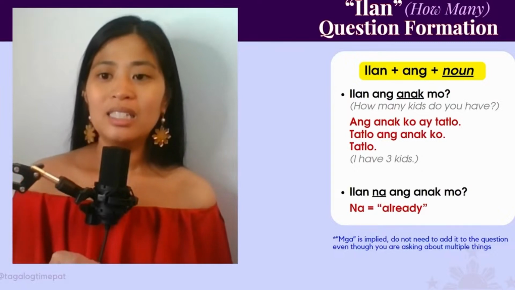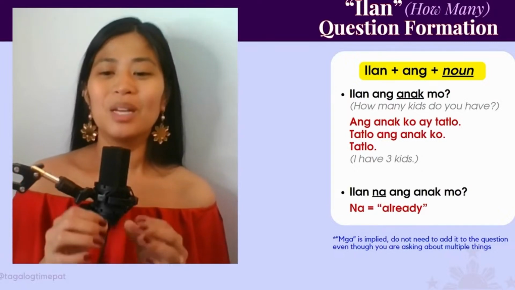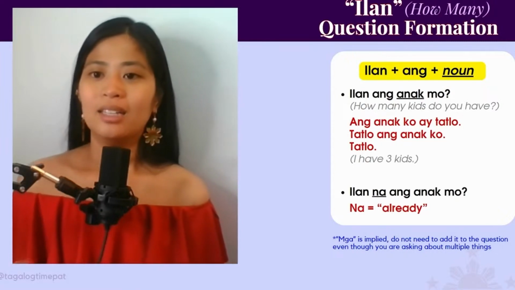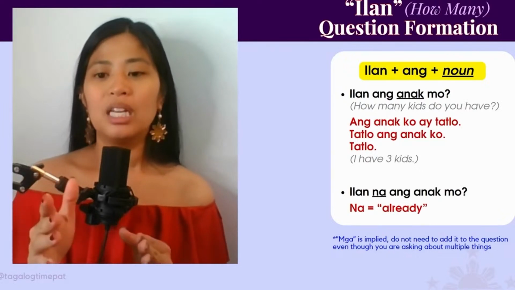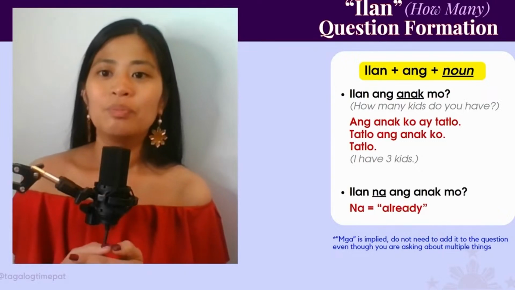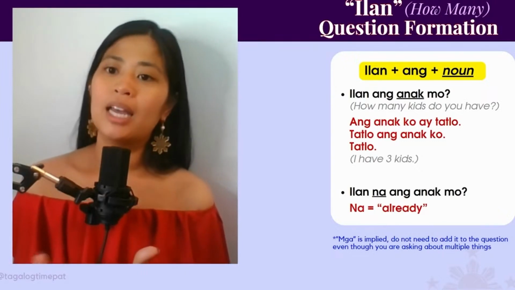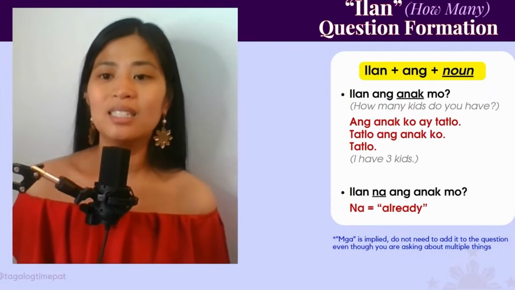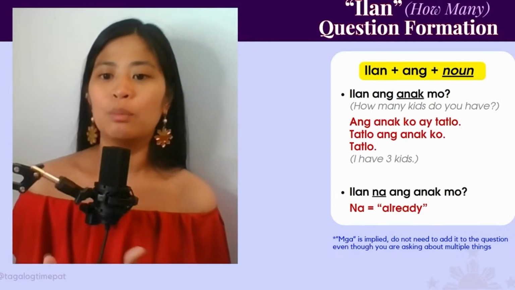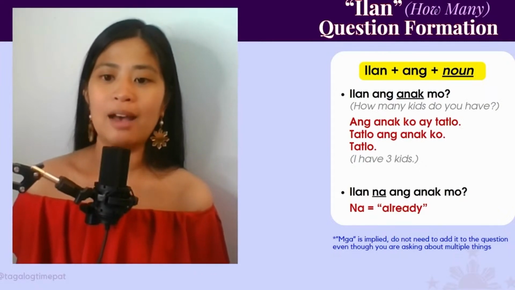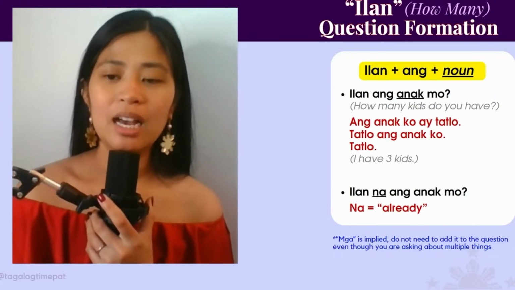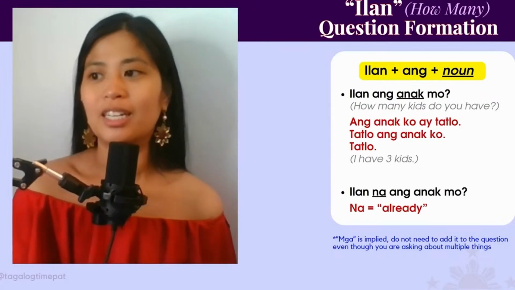And then technically, when you want to make something plural, you have to add the word mga. So mga anak, kids. But in the question form, you don't have to add mga because it's already implied. So you don't say, ilan ang mga anak mo? You can, it's not wrong, but people drop it and it's just, ilan ang anak mo? How many kids do you have? But it's not incorrect if you wanted to add mga. It's just kind of redundant.